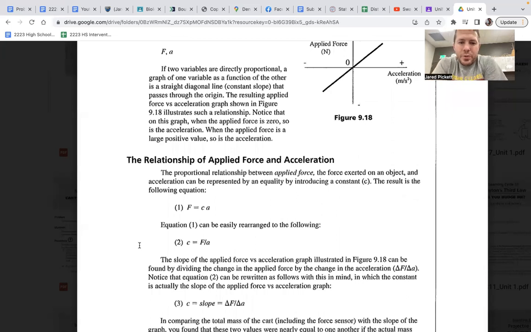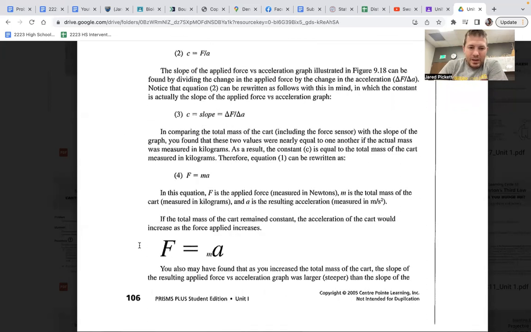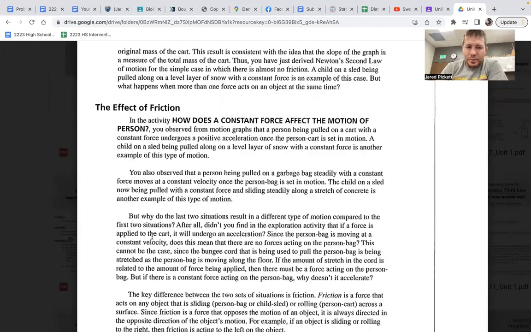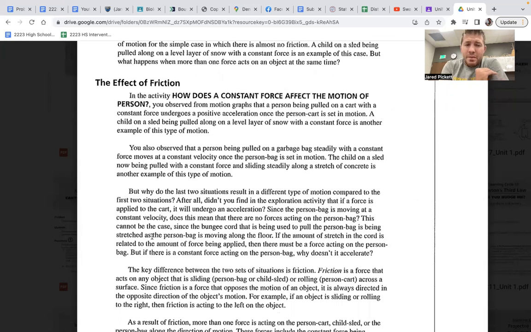So what is the relationship between applied force and acceleration? If we look at this, acceleration and force have a direct relationship. Nothing new. Now, how does friction affect this? I'm not going to have you do the next activity where you're pulling somebody, but friction absolutely has an impact. We have to think about friction as potentially taking away some of the force we're applying. When the object is moving, it subtracts from your applied force.